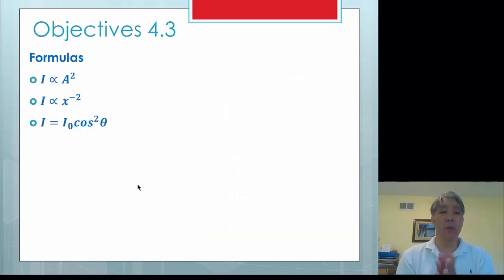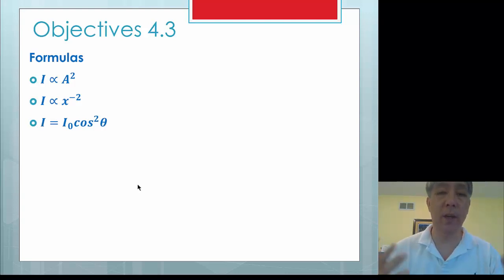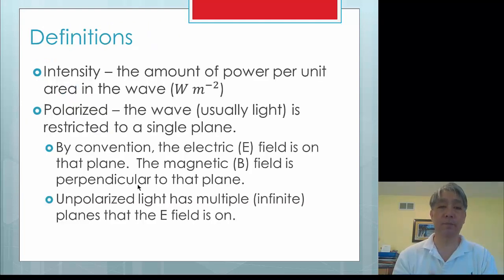Okay. Formula-wise, there's three formulas here. The first two are basically not all that much for calculations because they're proportionals. To make them equal, I'd have to put a constant in front that we don't really worry about. The third one is Malus's law, which we will talk about.